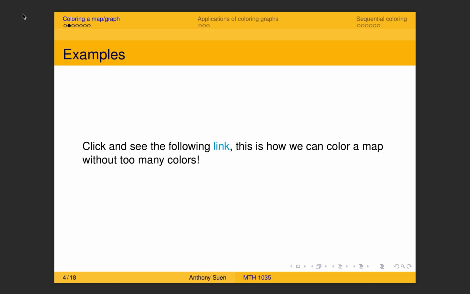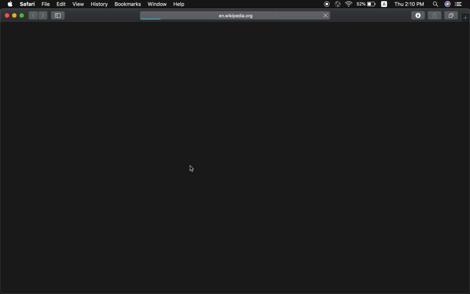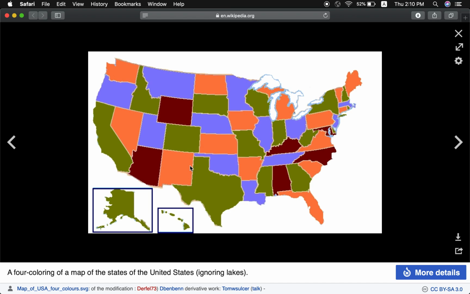So let me just give you an example of how we can color a map. Actually, we don't really need that many colors. Even though there are so many regions, sometimes we don't need that many colors. So let me just click it, and you will see that funny example. You see in this diagram, it's a map of the United States. There are different states in the United States, you know that.